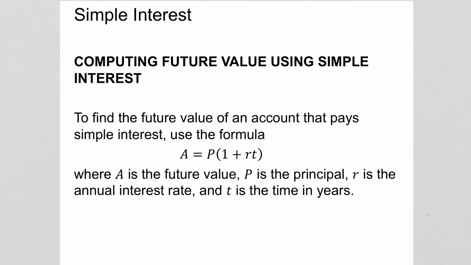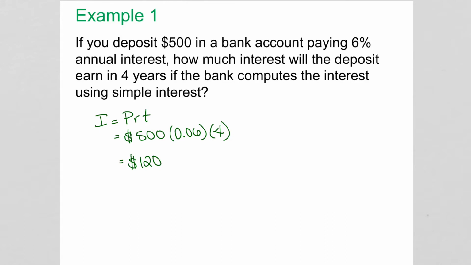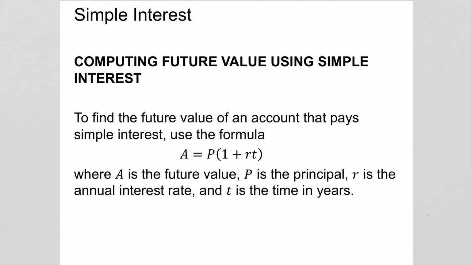To find a future value of an account that pays simple interest, use this formula. So let's say here we found the interest, $120. But if we wanted to find how much they now have in the account, we'd have to add it back to 500 and get 620. With this formula, we don't have to add back, okay? P, R, and T are the same. The amount, the future value, will be the principal times 1 plus the rate times time.